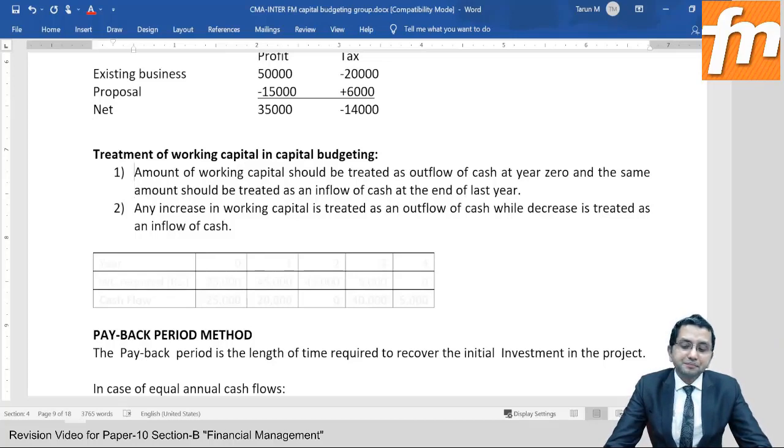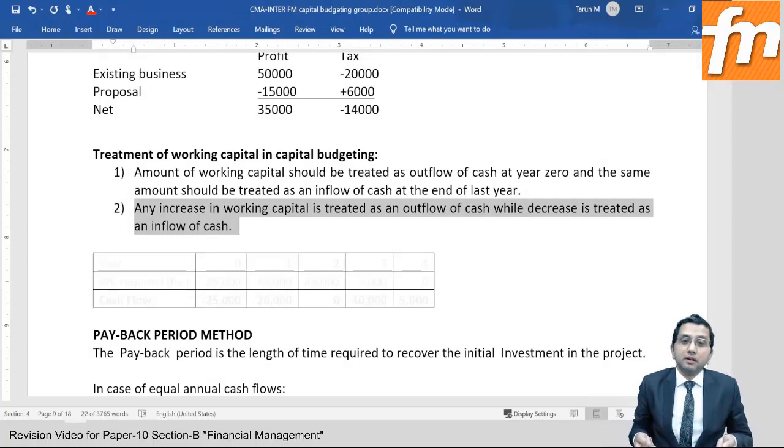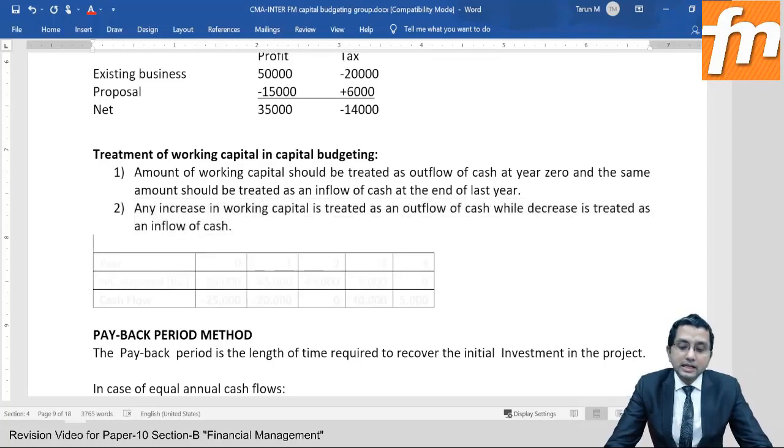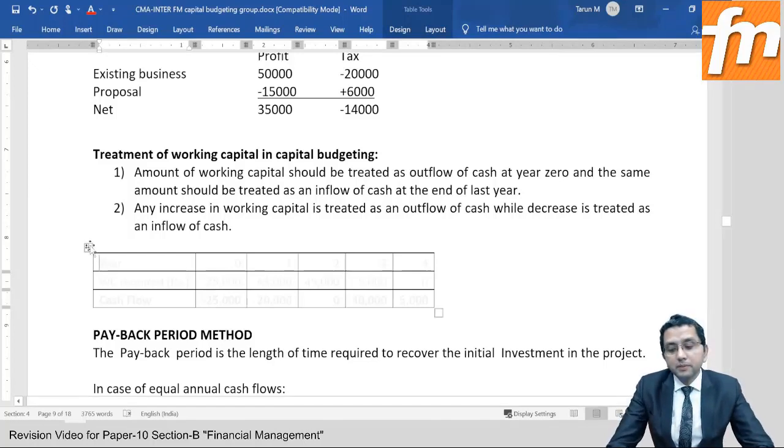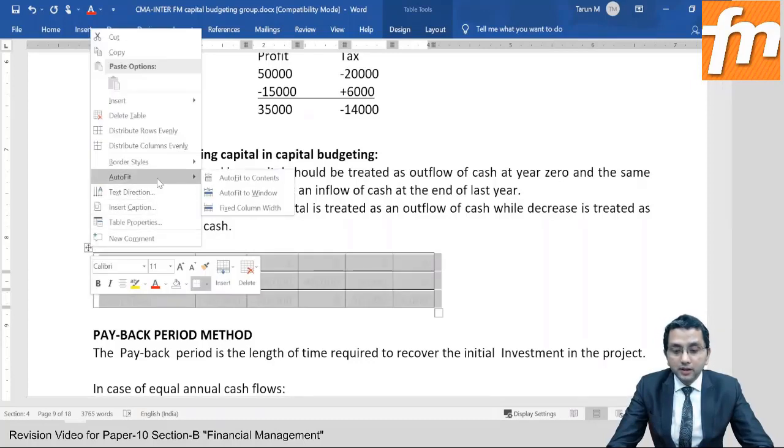But what if working capital keeps on changing year by year? In that case, the treatment is simple. If the amount of working capital rises, the difference amount should be treated as an outflow of cash in that year. And if the amount of working capital falls in any year, the difference amount should be treated as an inflow. Increase in working capital means you are investing further money, so it is an outflow from your pocket. Decrease in working capital means you're taking back your money from the business, and that's why it will be an inflow in your pocket.